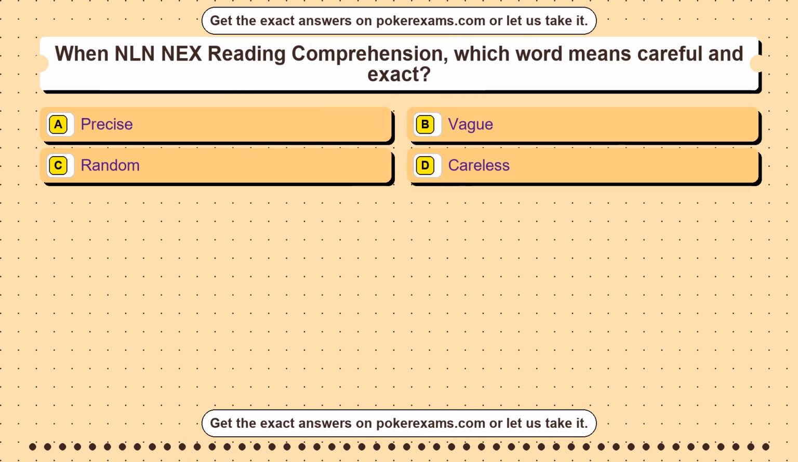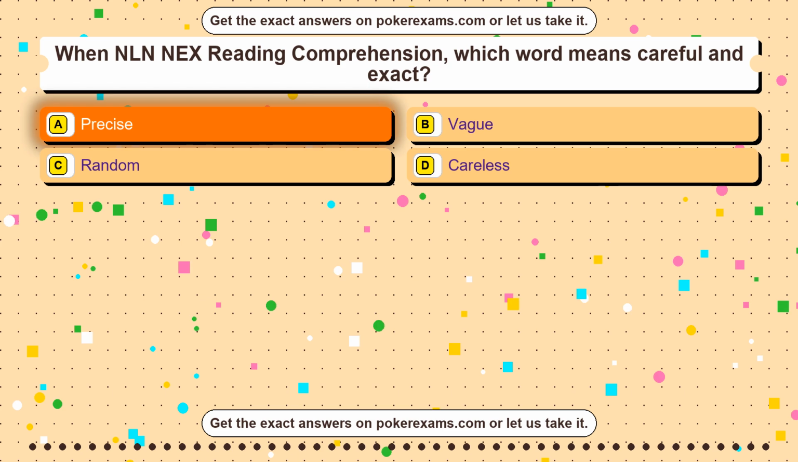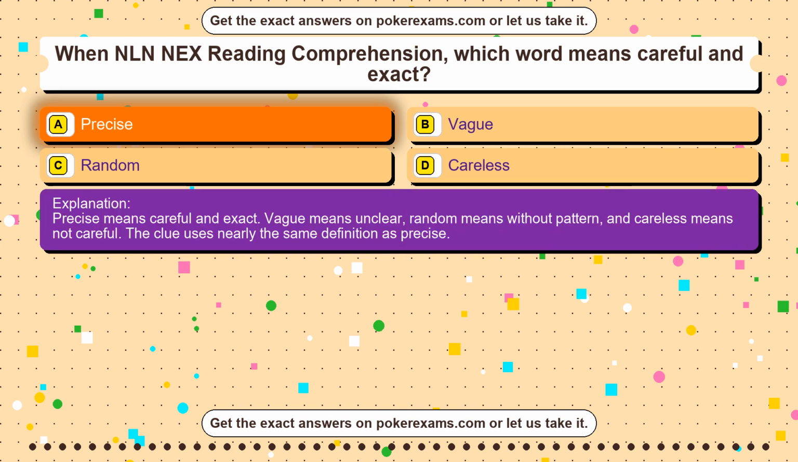Question 49. When GED probability practice, which value equals 5 superscript 2? Option A, 10. Option B, 25. Option C, 52. Option D, 7. The correct answer is option A. 5 squared means 5 times 5, which equals 25. 10 doubles 5, 52 places digits together, and 7 adds 2. Exponents show repeated multiplication.